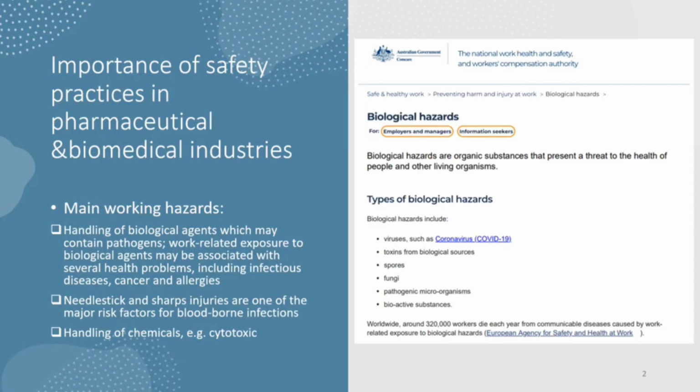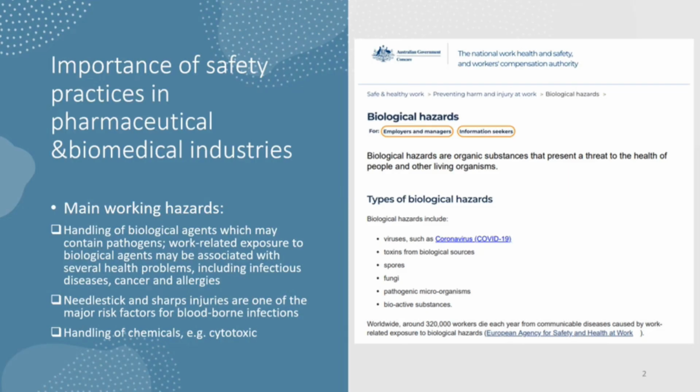The main working hazards when working in the pharmaceutical and biomedical industries include the following. First of all, the handling of biological agents which may contain pathogens. And to be honest, sometimes we really know very little about these pathogens, which makes it even more dangerous. Work-related exposure to biological agents may be associated with several health problems, including infectious diseases, cancer, and allergies. Hence, you should always be wearing the proper personal protection equipment and also handling the biological hazards in the biosafety cabinets.